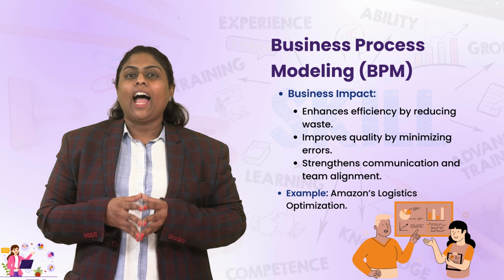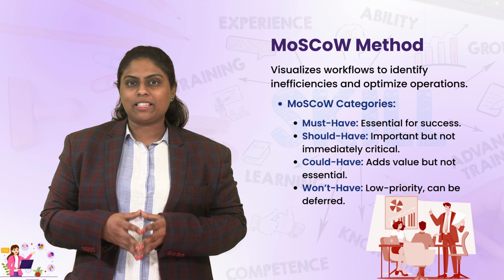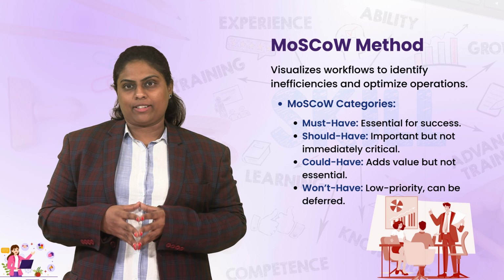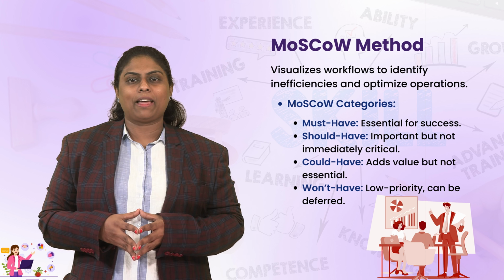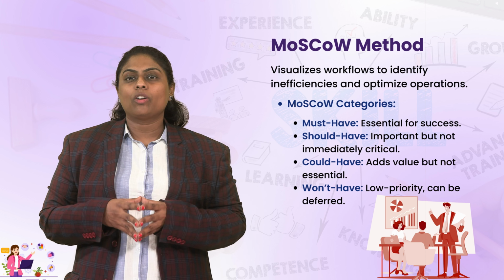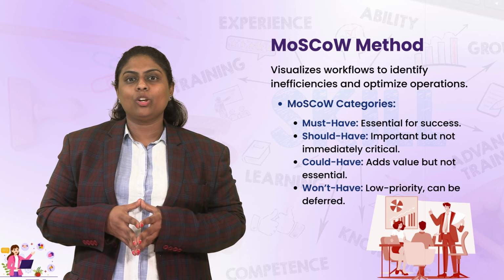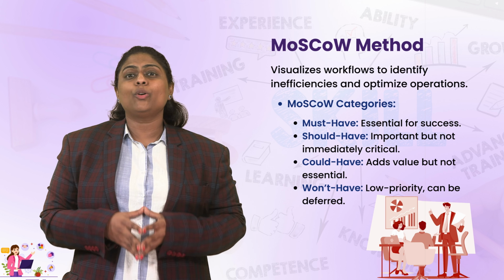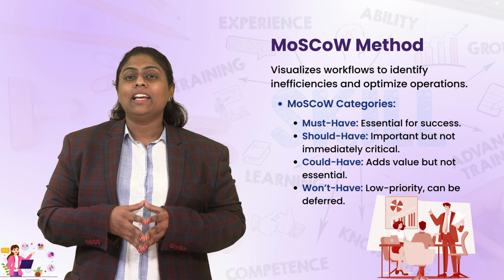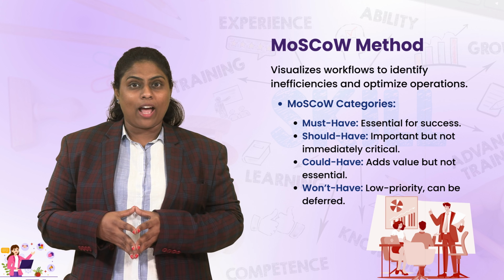Second is the MoSCoW method. The MoSCoW method is a prioritization technique used to classify business requirements and solve problems effectively. So it's especially useful in project management and strategic planning. MoSCoW categories include must have, that is the essential features or actions critical to success. Should have, that is important but not immediately critical, can wait if necessary. Next is could have, that is nice-to-have items that add value but are not essential. Last is won't have, that is low priority items that can be deferred or eliminated.